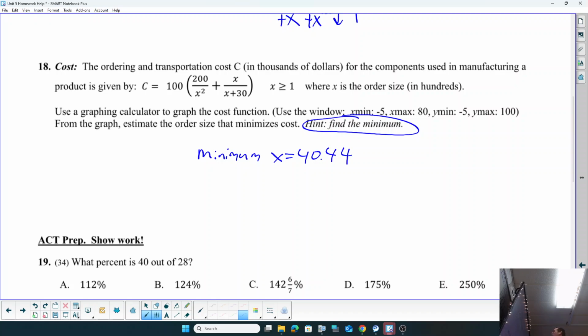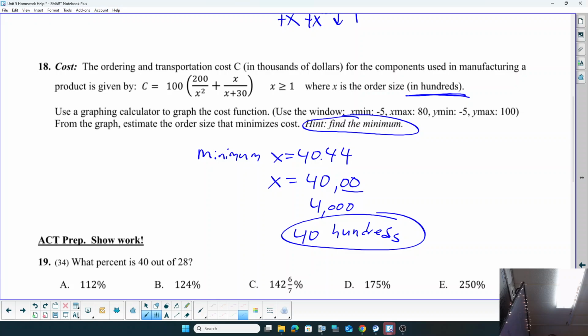So the ordering and transportation costs, $1,000 for components used in manufacturing a product, is given by that equation, where x is the order size in hundreds. So use the graphing calculator to graph the cost function, use the window x minimum, x maximum, and from the graph, estimate the order size that minimizes the cost. Yeah, so x equals 40, and it says in hundreds. So 40 hundreds, I guess, which would be 40,000. No, it'd be 4,000, right? Because hundreds is 2. Yeah, so I think 4,000. We'll just say 40 hundreds is better. So 40 hundreds is what's going to minimize the cost.